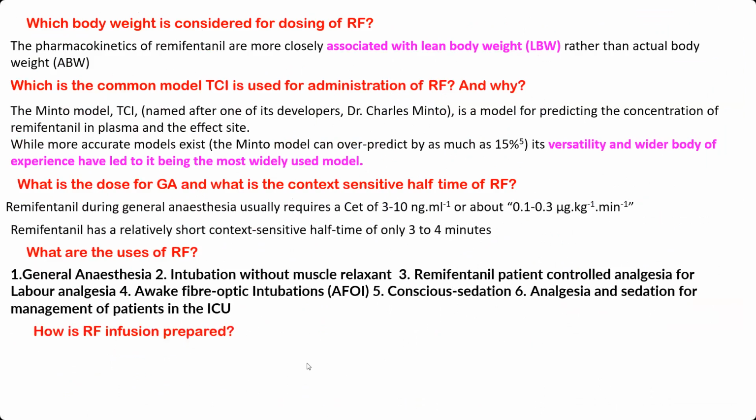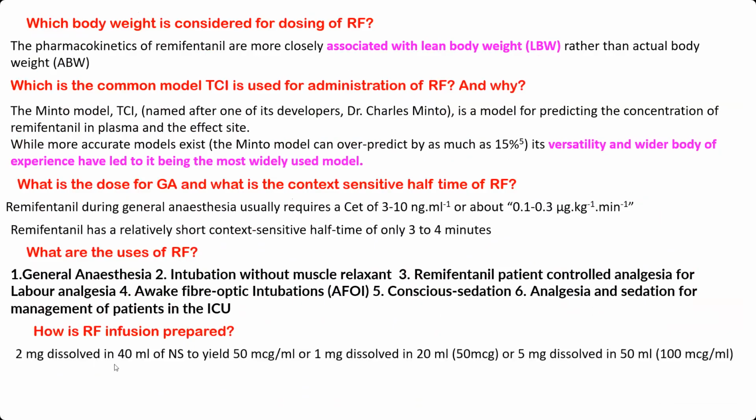How is remifentanil infusion prepared? Earlier I showed you that there are 3 preparations: 1 milligram, 2 milligram, and 5 milligram. 2 milligram dissolved in 40 ml of normal saline will yield 50 microgram per ml, or 1 milligram dissolved in 20 ml will also give 50 microgram. 5 milligram dissolved in 50 ml will give 100 microgram. Depending upon that, you can titrate it and give.